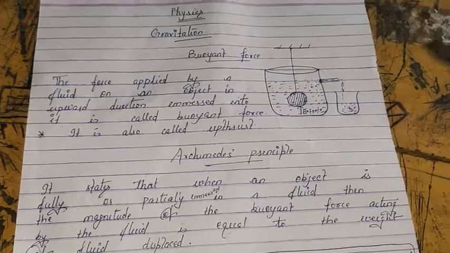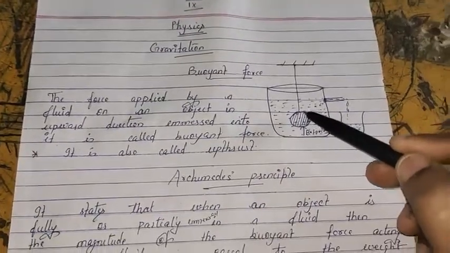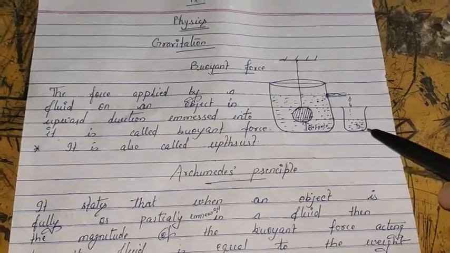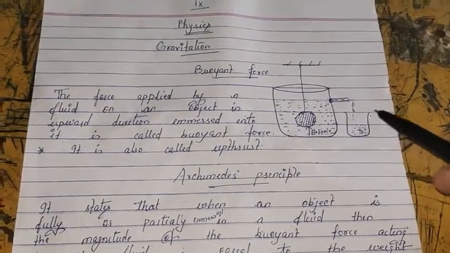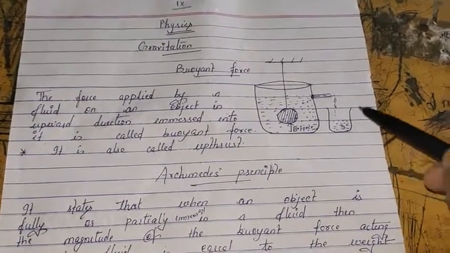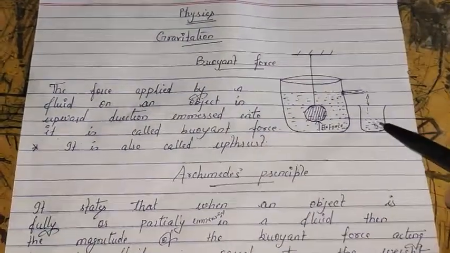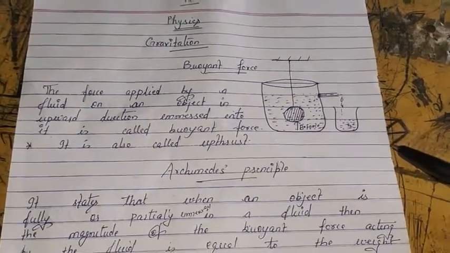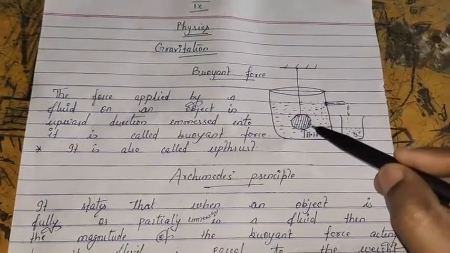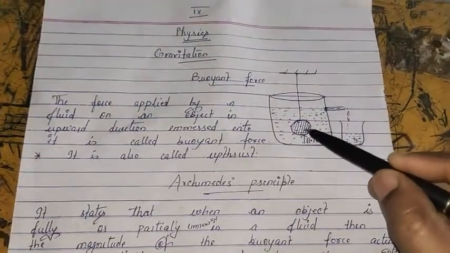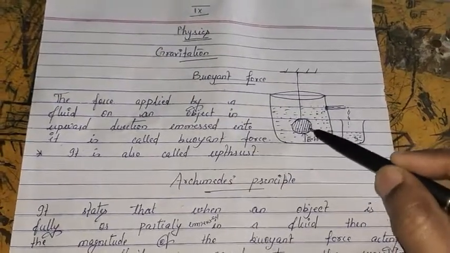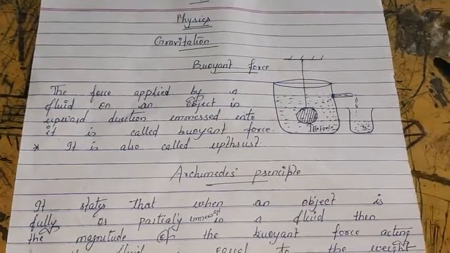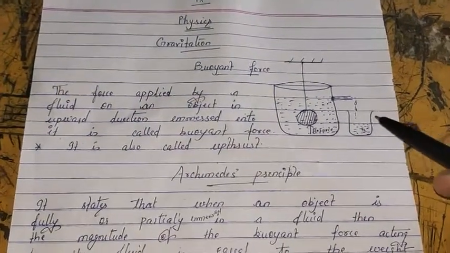Suppose the object is immersed in a fluid and some amount of fluid has been displaced out, which has been collected in the next container or small container. Now if we are going to measure the weight of the fluid displaced, and suppose it is observed 20 Newton, means 20 Newton of force was applied by fluid in upward direction on this object which is immersed in the fluid. Means the magnitude of buoyant force is always equal to the weight of the fluid displaced.